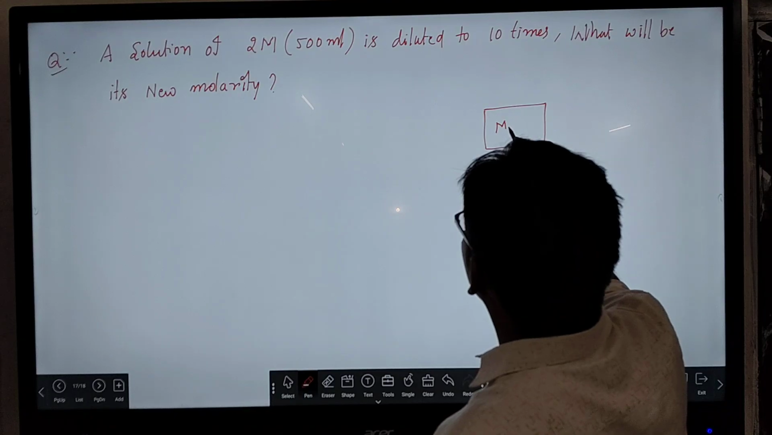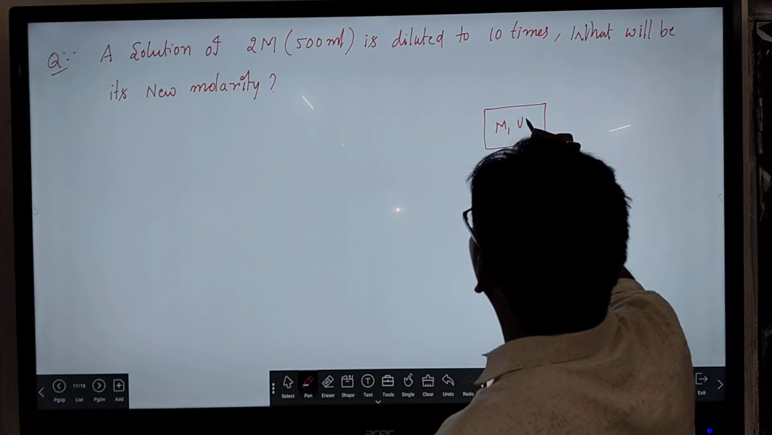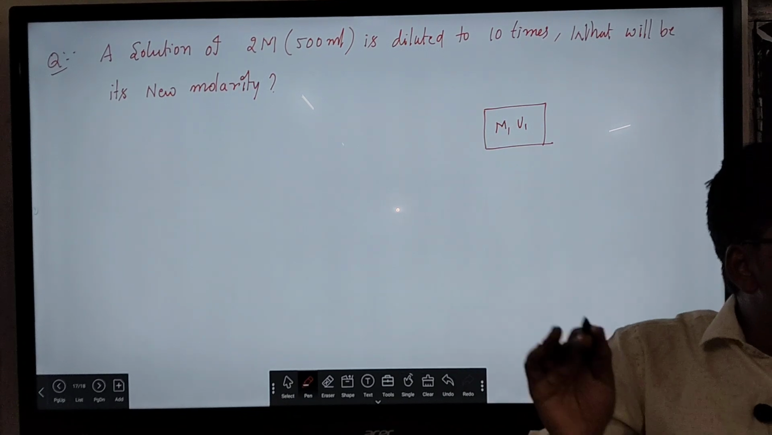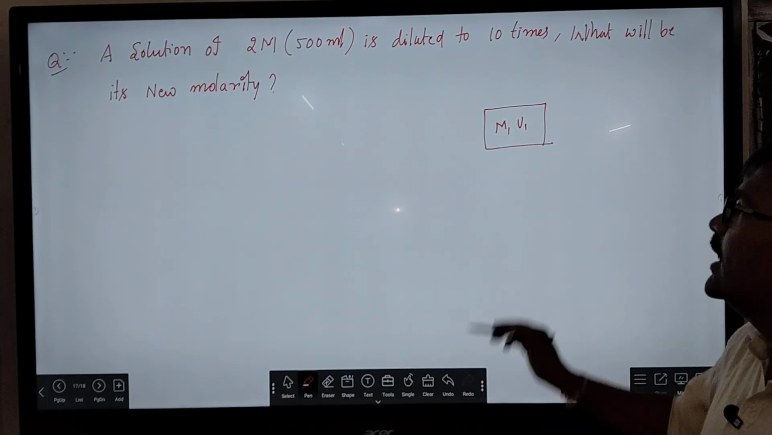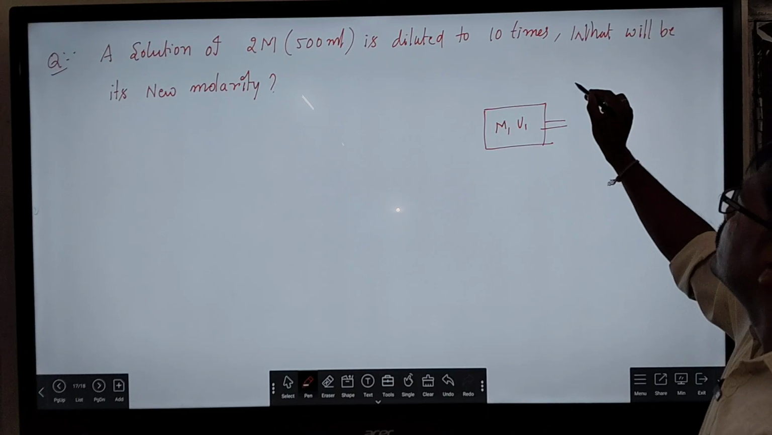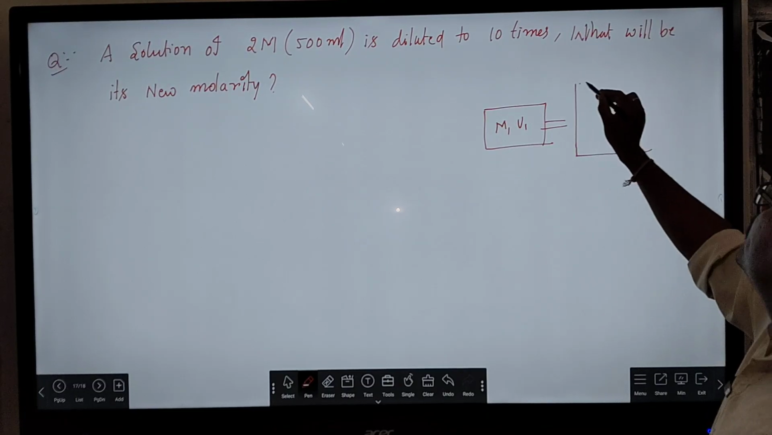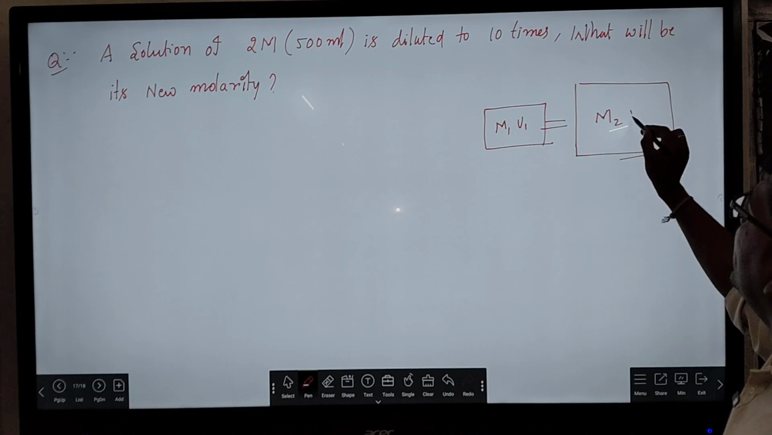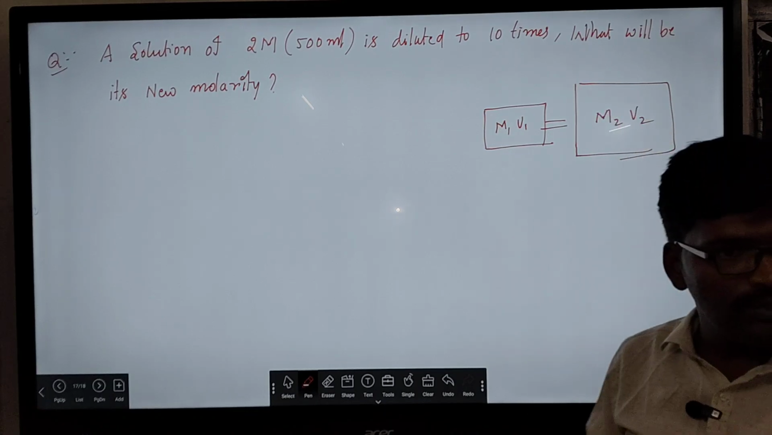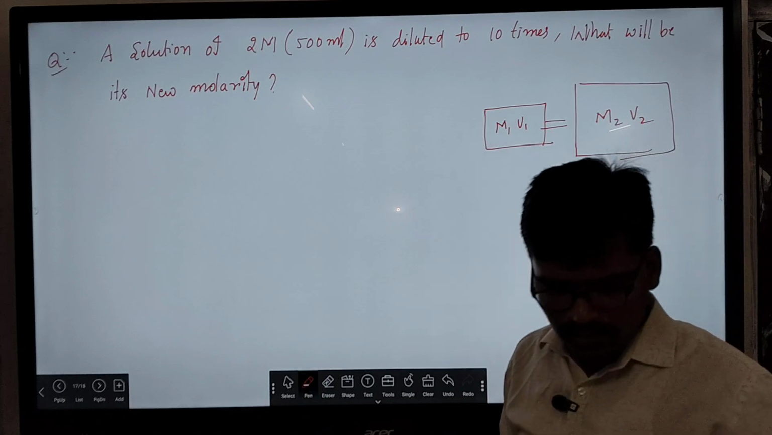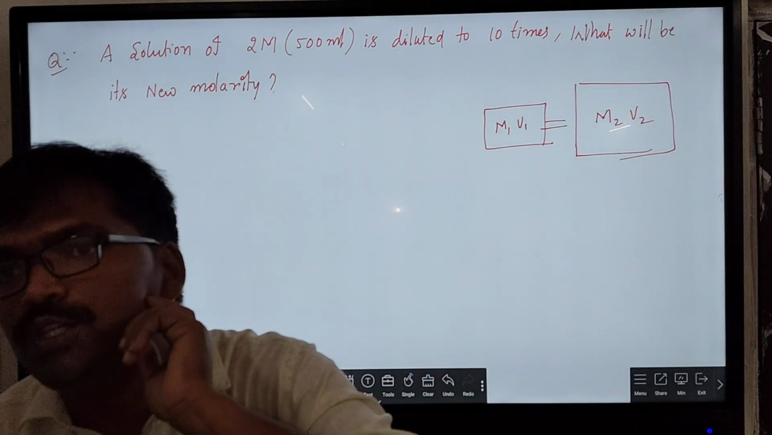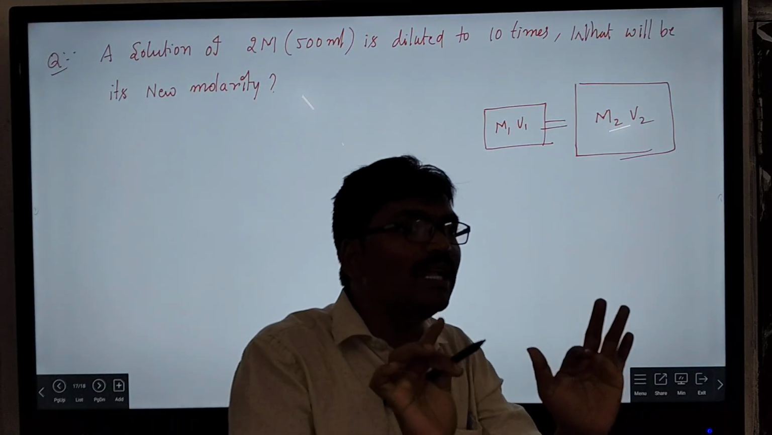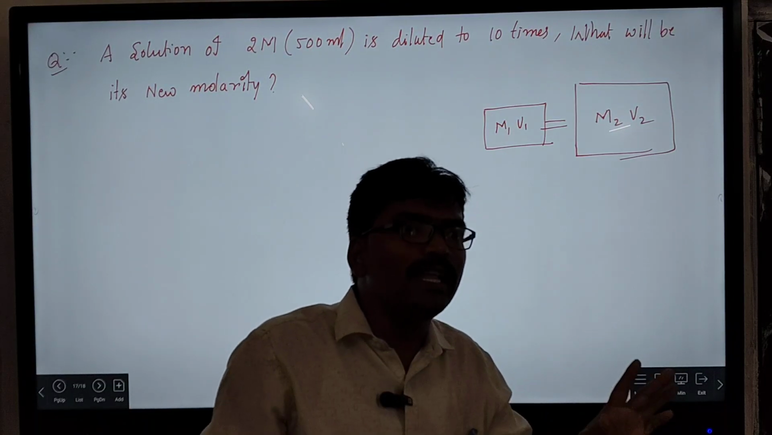For example, this solution has molarity M1 and volume V1. When it is diluted, nothing but volume will increase. So just assume that when it is diluted, volume increases. Now this is M2 and V2. One thing you have to observe: volume only increases, nothing but solvent only increases. Solute, as usual, will be there.